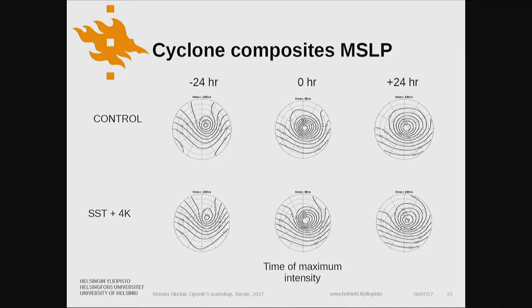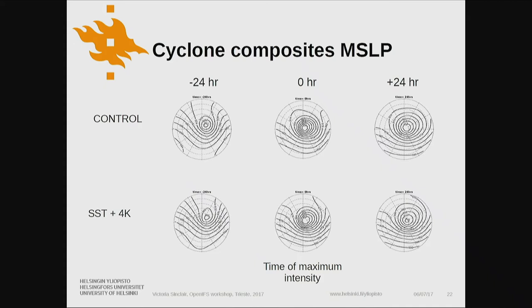So when we do this, this is the results. So this is the composite for the mean sea level pressure. The top line is showing the control simulation, and the bottom one the warmed SSTs. So time equals zero is the time of maximum intensity. This is 24 hours before the time of maximum intensity, and then 24 hours after.